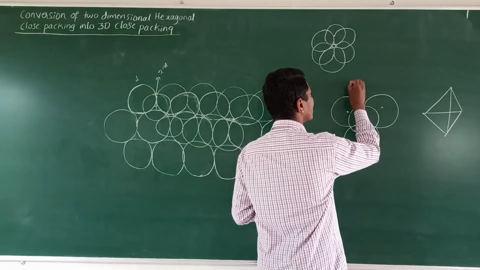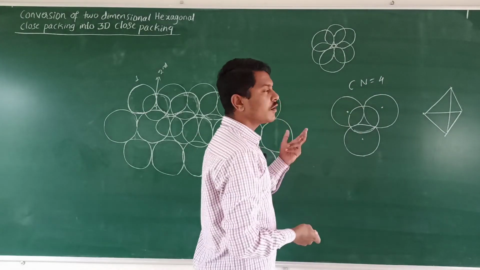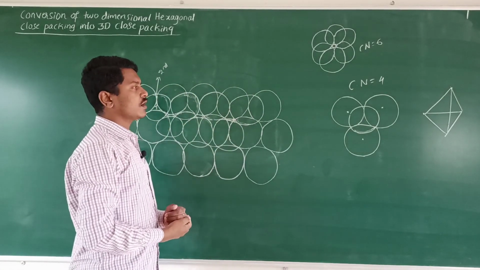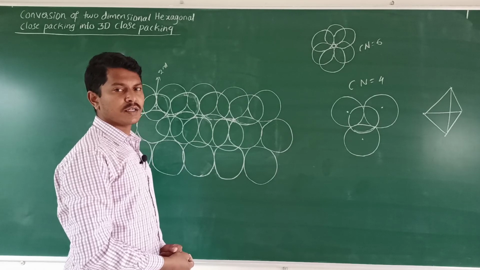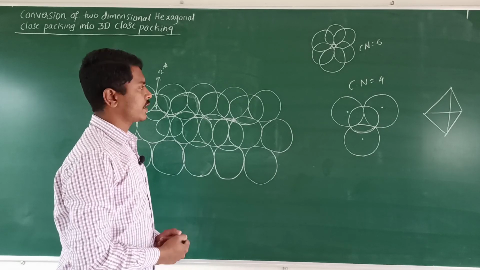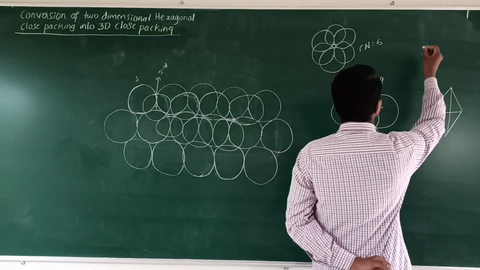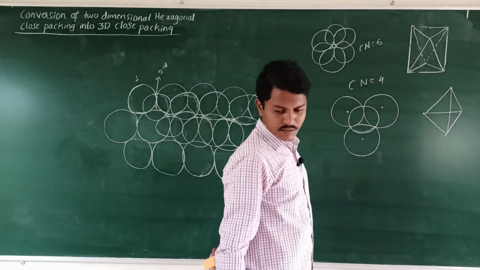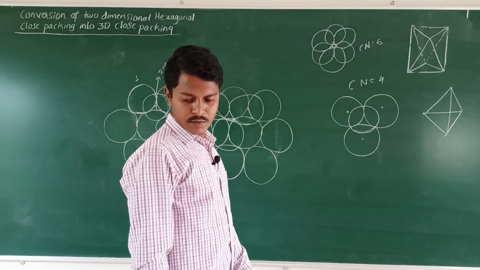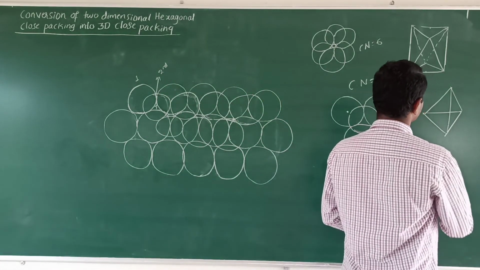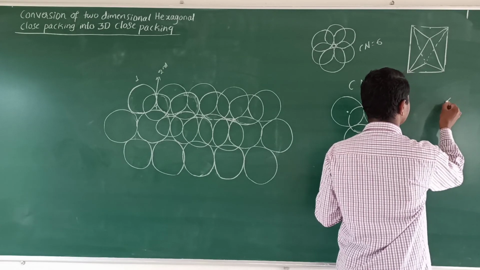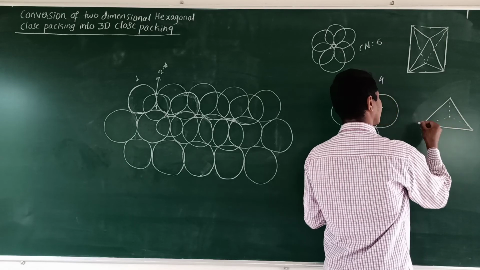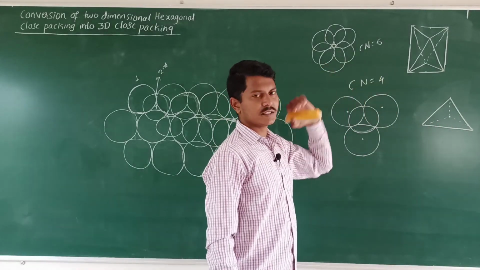This has a coordination number. Tetrahedral void has coordination number 4. Octahedral void has coordination number 6. Remember these things. Tetrahedral void, coordination number 4. Octahedral void, coordination number 6. Got it? Then this looks like this. This looks like a tetrahedral void, with 3 here and 1 here, and the octahedral looks like that.